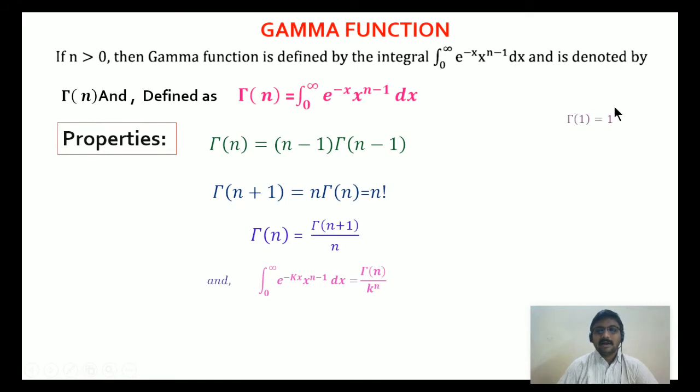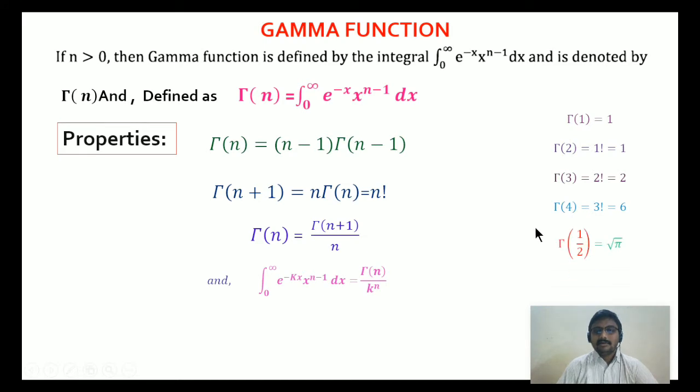And we have gamma of 1 is equal to 0 factorial, that is 1. Gamma 2 is 1 factorial, 1. Gamma 3 is 2 factorial, 2. Gamma 4 is 3 factorial, 6. Gamma 100 is 99 factorial. Continuing this process, we have gamma of n plus 1 is n factorial.